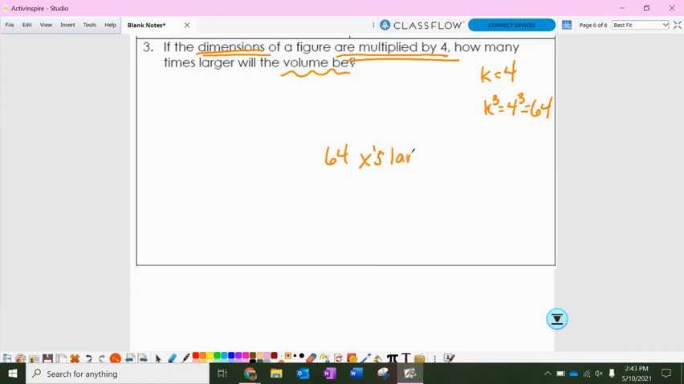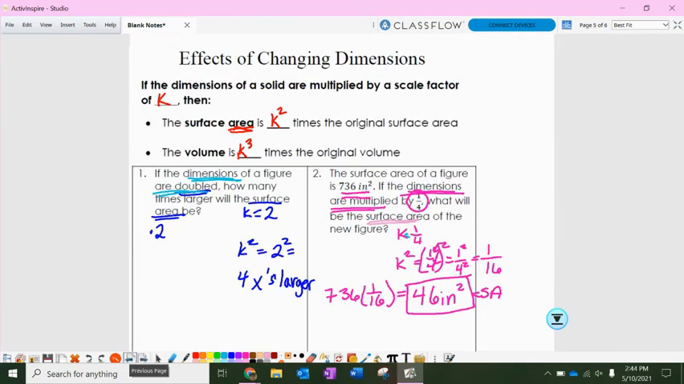Okay, so notice the different kind of question. If they're just asking how many times larger it'll be, then you just have to get the k cubed, and that's your answer. On the last example, they asked us, what will the surface area be? So once we found out how much bigger or smaller it would be, it was going to be 1/16 the original. Then we had to actually multiply it by the original to find the actual. Okay, so do they want to know how many times larger it is, or do they want to know the new resulting unit? We can handle it either way.